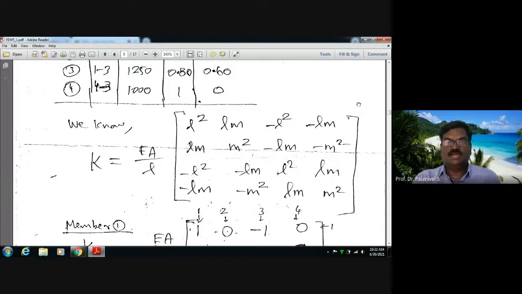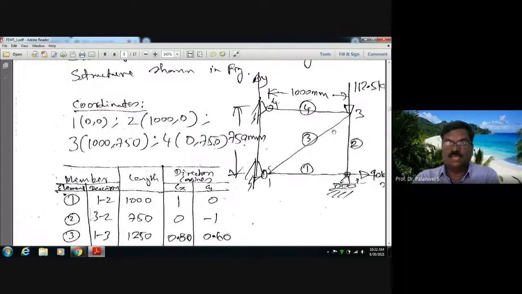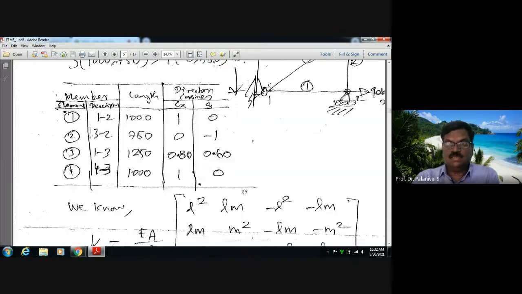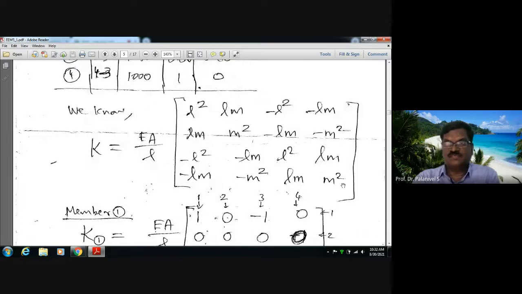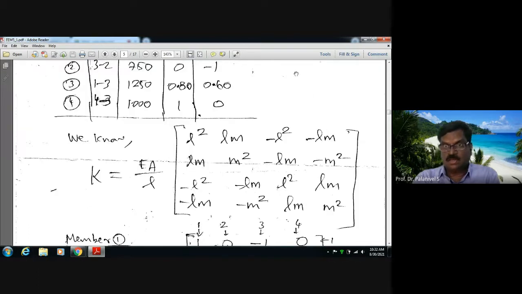Definitely you will get a problem on analysis of a plane truss. There you have to write this element stiffness matrix. This you need not memorize, you can obtain it. How do you obtain it? Write in column form: L, M, minus L, minus M, and then LM, like this.